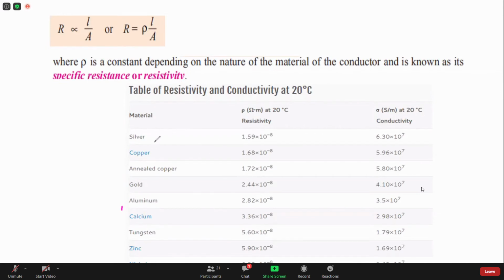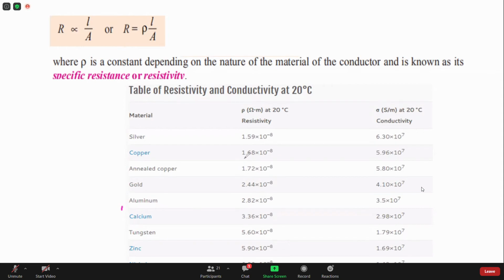For example, let us say silver. Silver has a resistivity equal to 1.59 times 10 to the negative 8 ohm meter, no? At 20 degrees Celsius, which is lower than copper. Okay? So kung tanawin mo, lower than copper, which is 1.68. And followed by annealed copper, then we have gold, then we have aluminum.